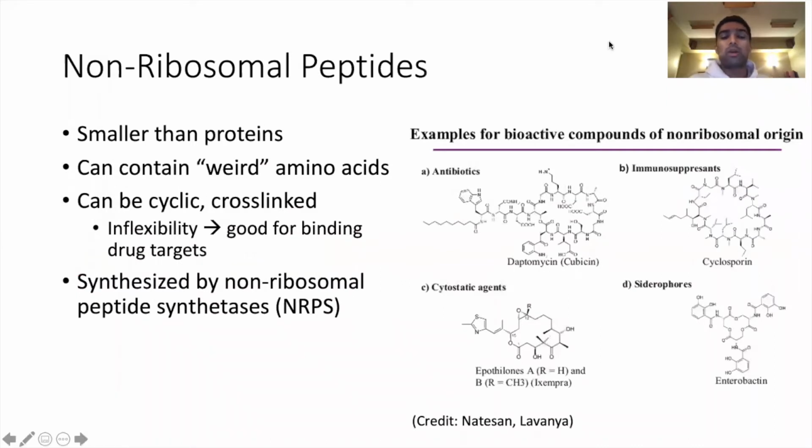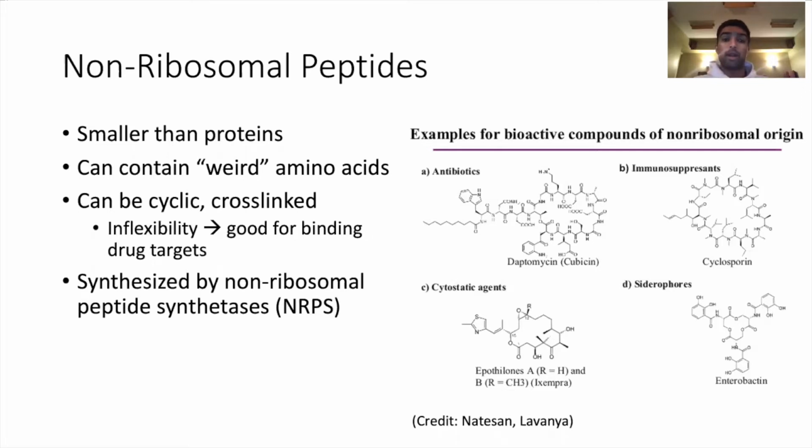Now, non-ribosomal peptides are smaller than proteins. They can contain weird amino acids that are not part of the normal 20 proteinogenic amino acids. They can be cyclic, which means that they're a circle, right? Instead of just being one chain, the chain is linked at its ends. And they can also be cross-linked, which means that there are covalent bonds between different parts of the protein, and that helps it hold its structure.